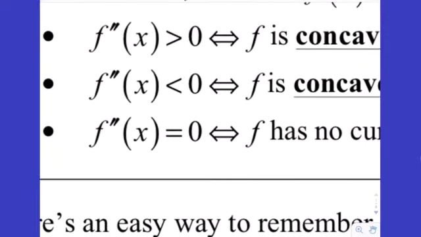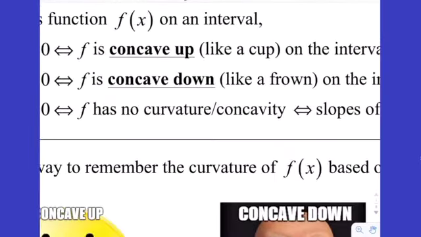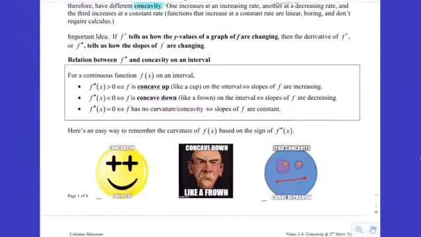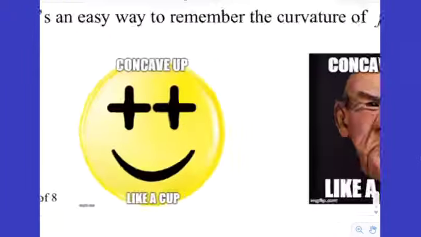And if the second derivative is equal to 0, then f has no curvature or no concavity, then the slopes of f are constant. It's a straight line. All right, so here's an easy way to remember it.